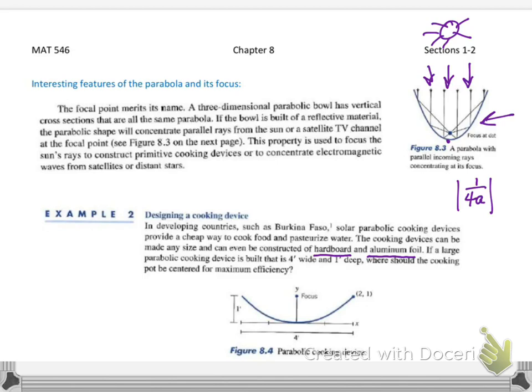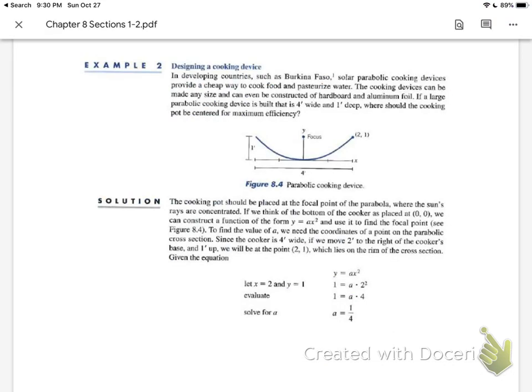And where is that located? 1 over 4a, absolute value, from the vertex. Down below they go through that example, so let me do that on the next page. Here the authors go through the solution for us, and it says the cooking pot should be placed at the focal point of the parabola where the sun's rays are concentrated. Remember again, the sun's rays are coming in from this direction. If you think about the vertex as being at 0, 0, and if your equation is in the form y equals ax squared, you can use that to find the focal point.